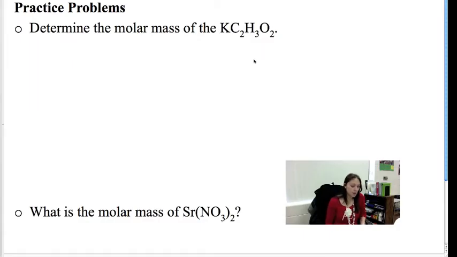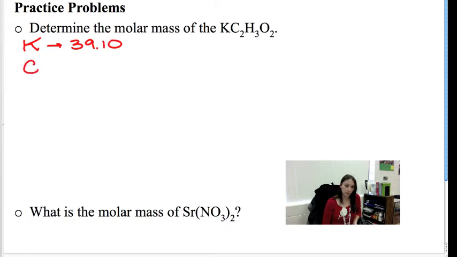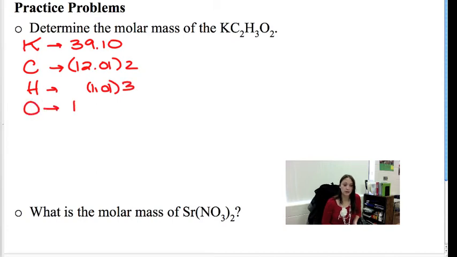So let's take, for example, the KC2H3O2. And all you do is look on the periodic table for each one of these. So if I want to determine the molar mass here, I take K, look on the periodic table, and it tells me that it's 39.10. I look up carbon, and it's 12.01, but there are 2 of them, so I have to take that times 2. Hydrogen, which is 1.01, and there are 3 of them, so I times it by 3. And then oxygen is 16, and there are 2 of them, so I multiply it by 2.